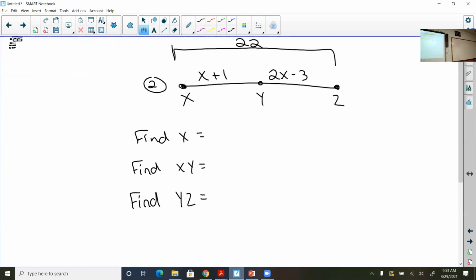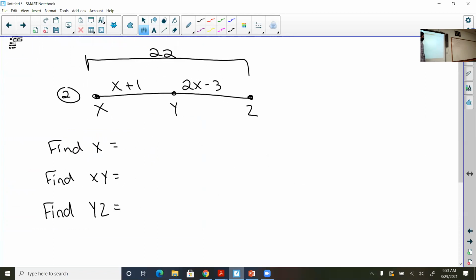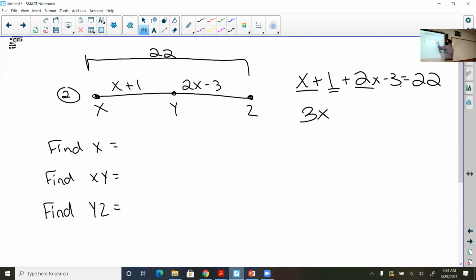All right, so number 2, these two segments add to equal 22. So that means that x plus 1 plus 2x minus 3 is equal to 22. So when I add these together, that gives me 3x. When I combine these, it gives me negative 2, and it equals 22.